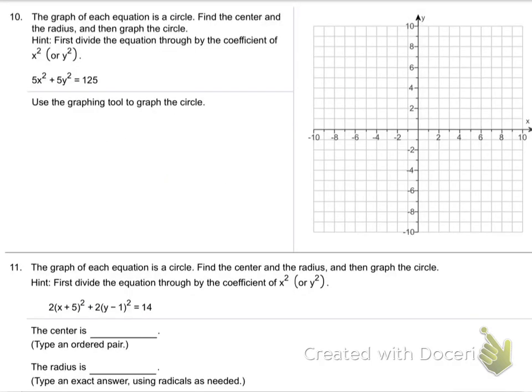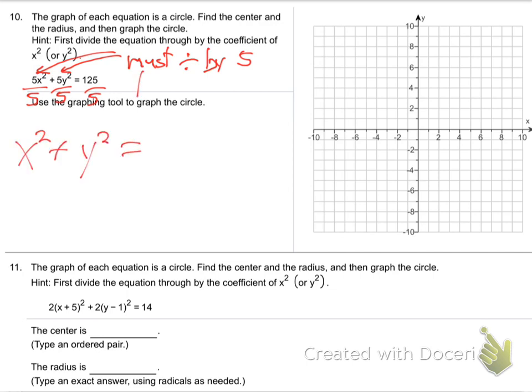Okay, so now on number 10, another circle. Now, we have to see how there's a number in front of x squared and a number in front of y squared. We must divide by that 5 all the way through. Divide by 5, divide by 5, divide by 5, just to get x squared, y squared alone. We don't want any number in front of them. The other side, 125 divided by 5 is actually 25.